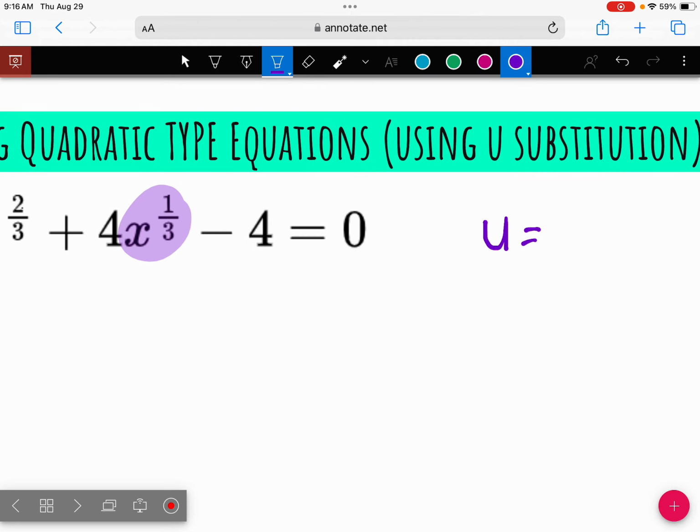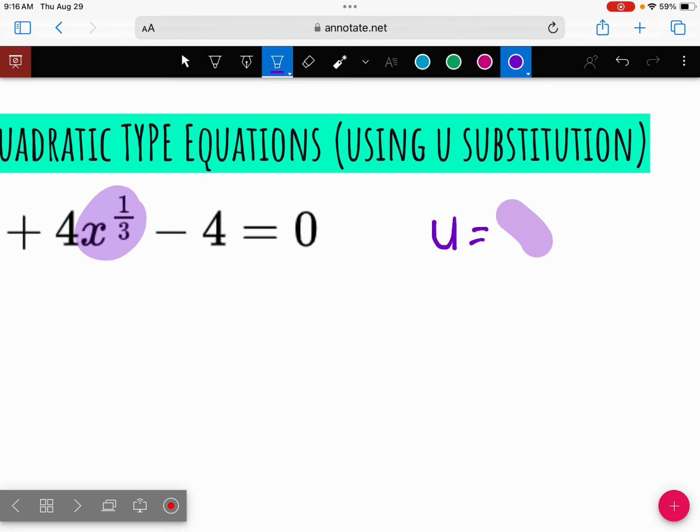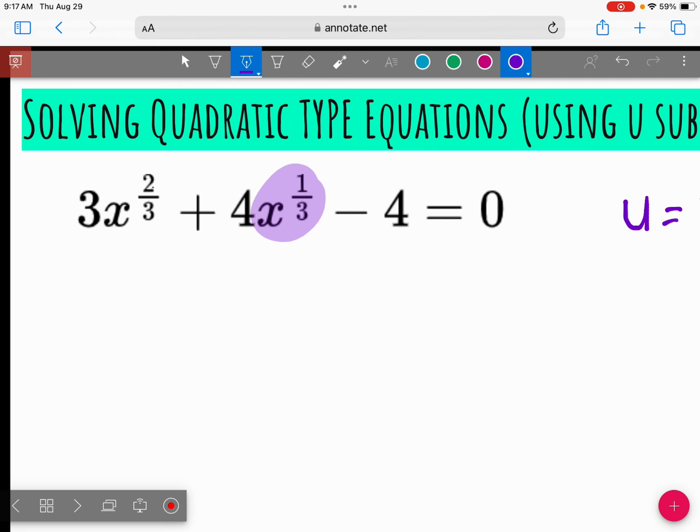So our U we picked to be that middle term, because that should be the single version. So our U is going to be x to the 1/3. So when we're substituting in, we're going to have 3U squared, because x to the 1/3 squared gives me x to the 2/3, plus 4U minus 4 equals 0.